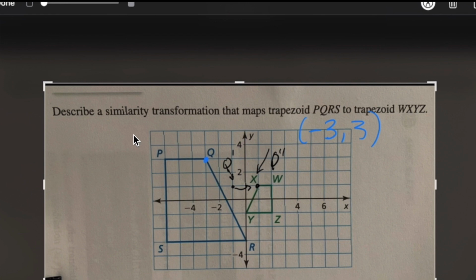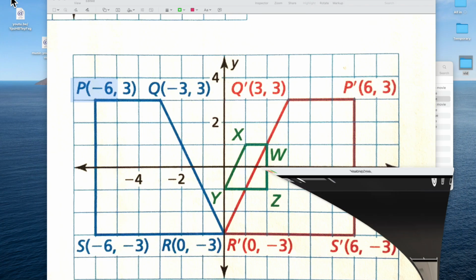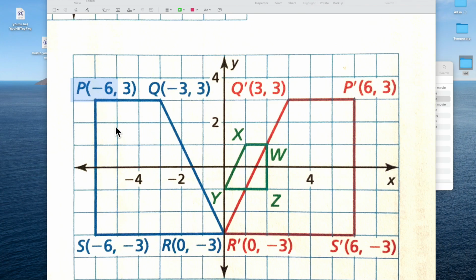So the transformations that were performed here were, number one, a dilation with a scale factor equal to 1/3, and secondly, a reflection over the y-axis. You could see it here as well. Here, the solution showed reflecting over the y-axis first and then shrinking.